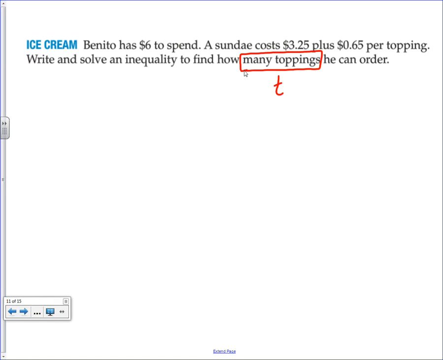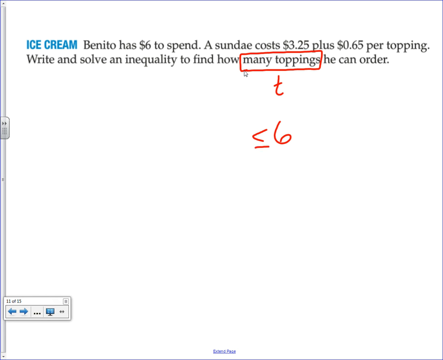T, make sure it looks like a T. Yeah, it's right from the book. It's actually screenshotted right from the book. Okay, so what's the end, the cap, the goal? $6. Can I be more than 6 or less than 6? I got $6 in my pocket. Can I spend more than 6? Now, unless you got a credit card to put your ice cream on, right? Could I be equal to 6?